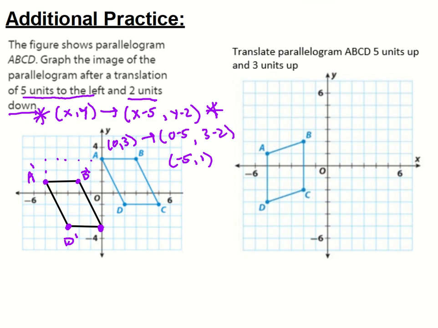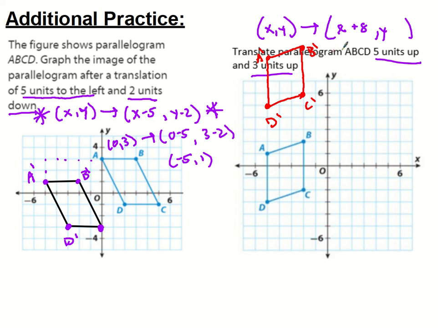Here's what I want you to do. I want you to write the algebraic representation of this one, and then I actually want you to do the translation as well. So translate it 5 units up and 3 units up. Okay, 5 up, 3 up. Go.